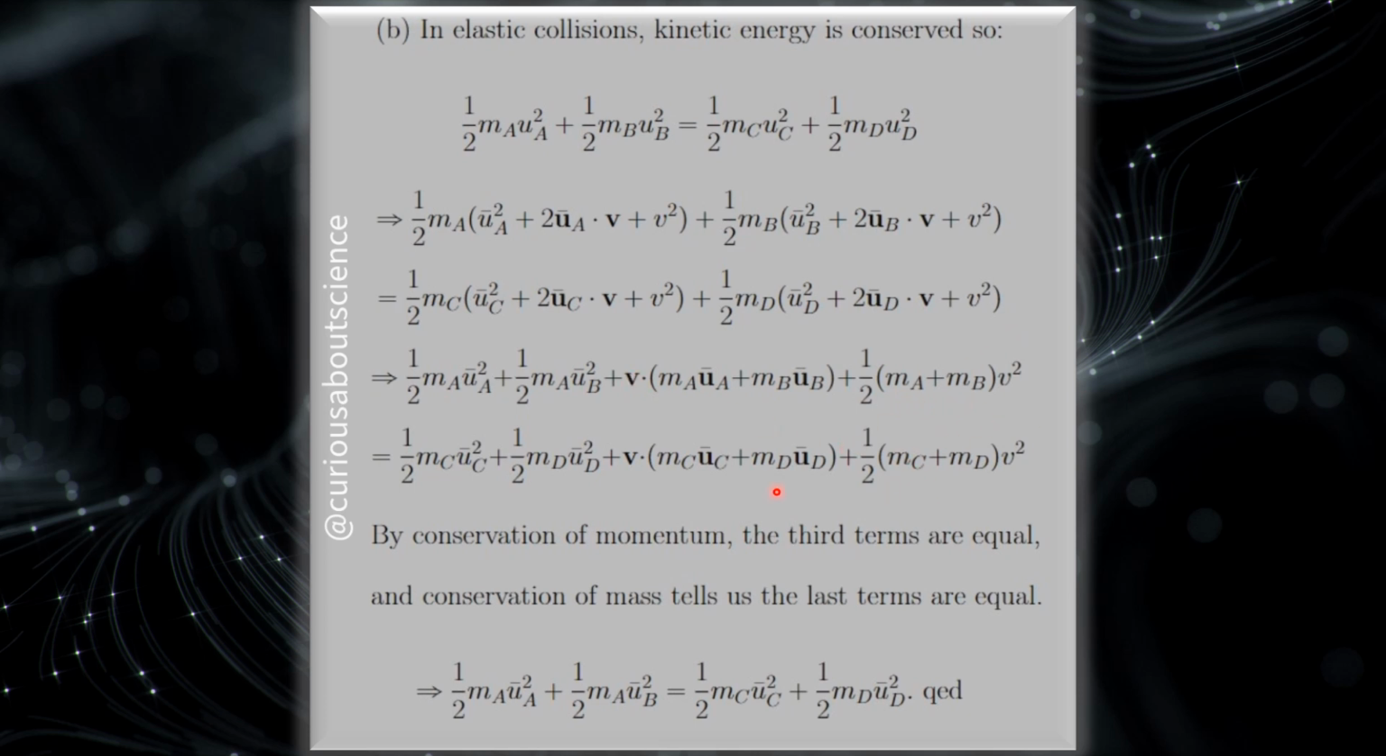So the last two terms in the energy equation cancel out due to the conservations that we proved. Formally, by conservation of momentum, the third terms are equal and thus cancel. And the conservation of mass tells us that the last terms are equal and thus cancel. So we're left with just the kinetic energy of A with u bar, kinetic energy of B with u bar, and C with u bar, D with u bar, and thus kinetic energy is conserved, and we are done with this problem.